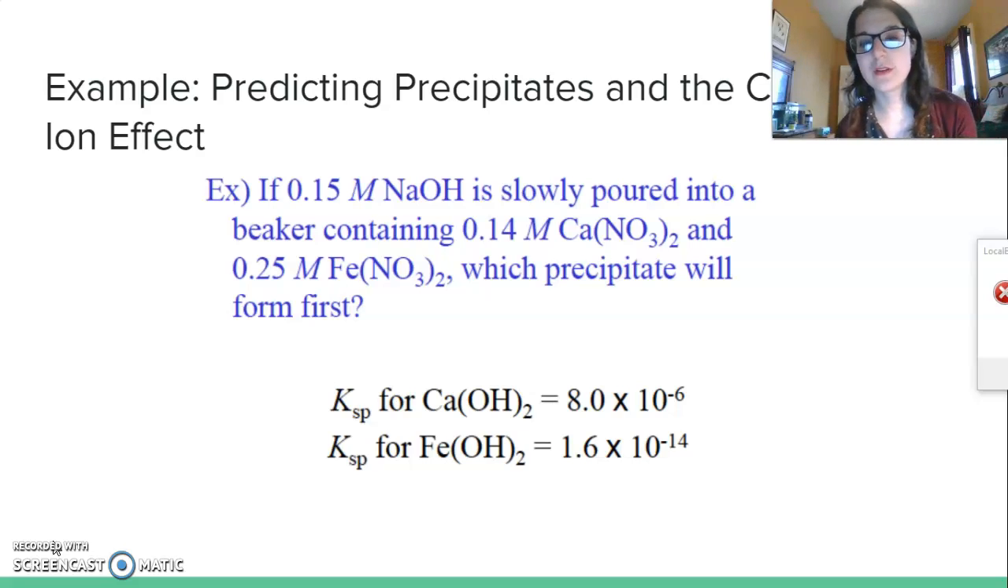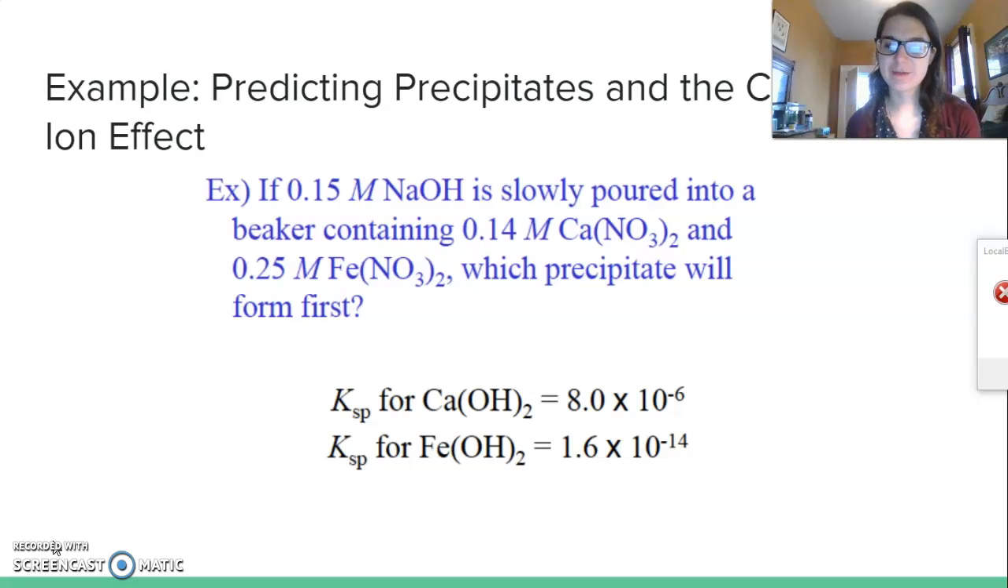So we have 0.14 molar calcium nitrate. So we have 0.14 molar of calcium and 0.25 molar of iron. So it's not like we have an equal number of calcium and iron to know who's going to form the precipitate first. So we're basically going to be figuring that out.